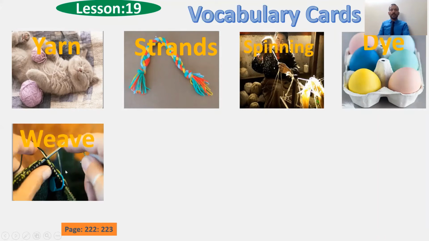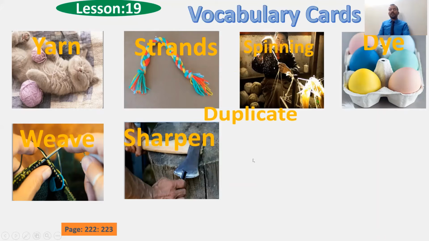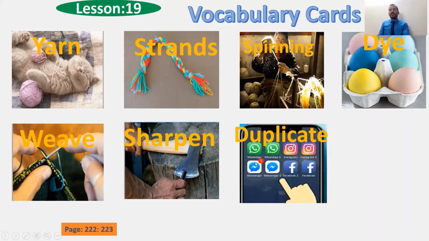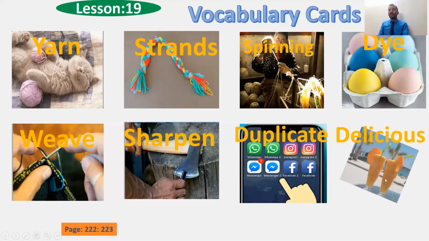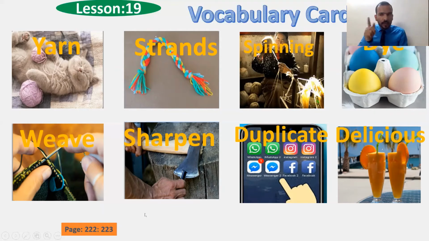Weave, to make clothes, as you can see that woman weaving. Sharpen, to make something sharper. And duplicate, to make an exact copy, as you can see here, those applications, we duplicate them. And the last one, delicious, means something which is yummy. Now we finished our first point, which was the vocabulary and context: yarn, strands, spinning, dye, weave, sharpen, duplicate, and delicious.